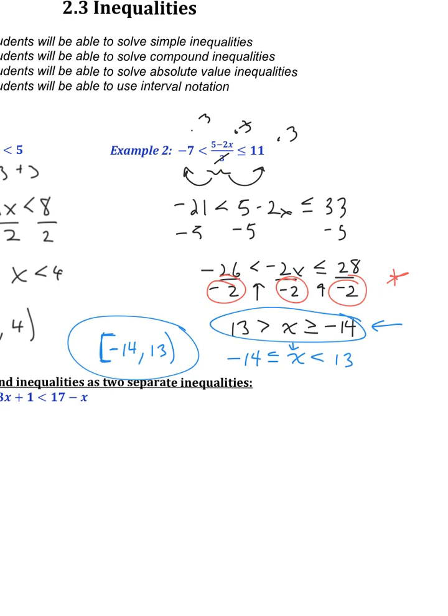All right, so just a reminder on this, you can do it as is. Just whatever you do to the middle, you have to do to the left and to the right. And then the other reminder is about multiplying or dividing both sides by a negative. All right, let's go to example 3.